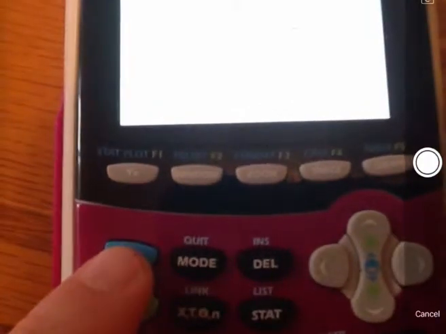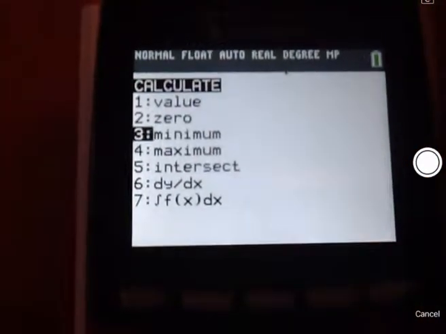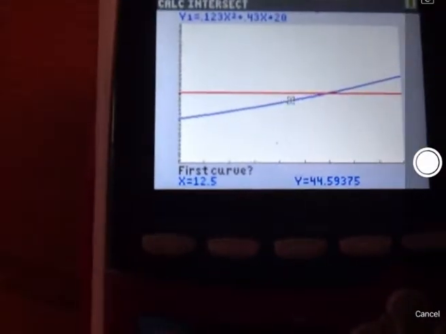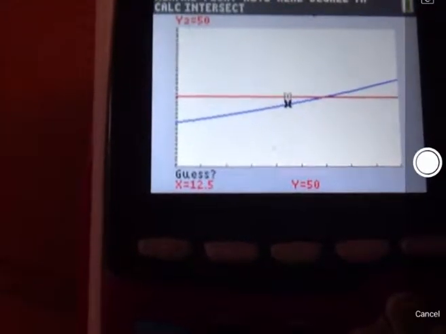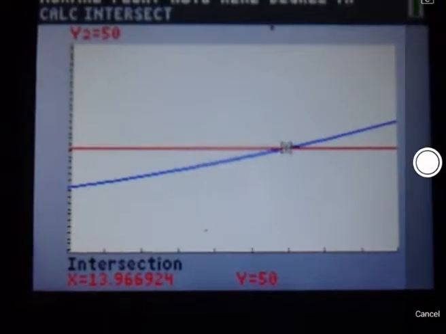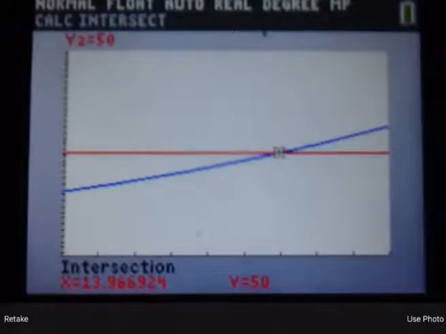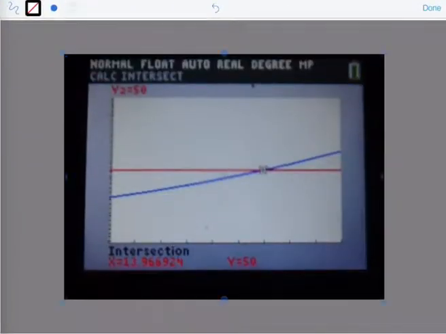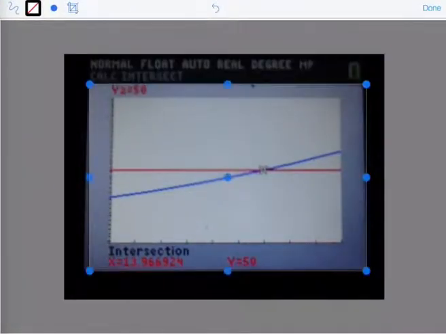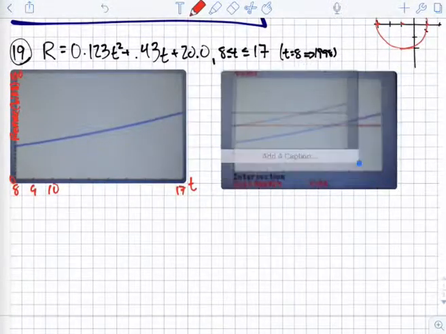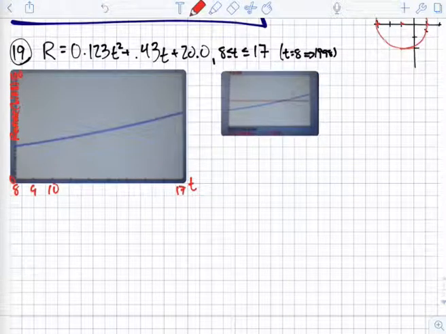So I'm going to hit second trace to go to the calc menu. I want to know where they intersect. That's option 5. The first curve is that blue one. The second one is that red one. And my guess, I can just hit enter again, and that tells me my intersection is 13.966924. All right, so I've got that. That tells me that I can pick up my year.